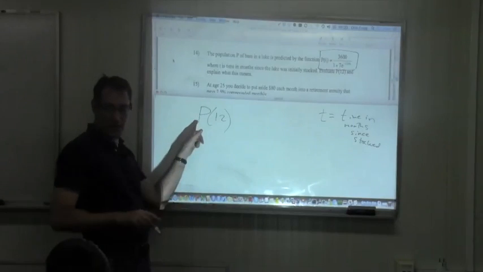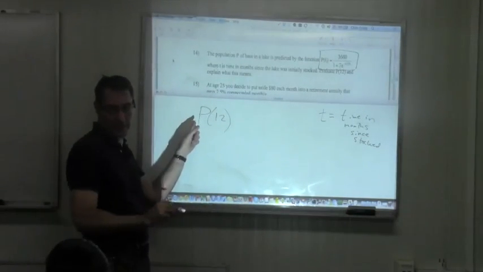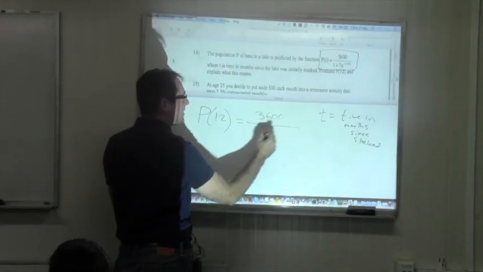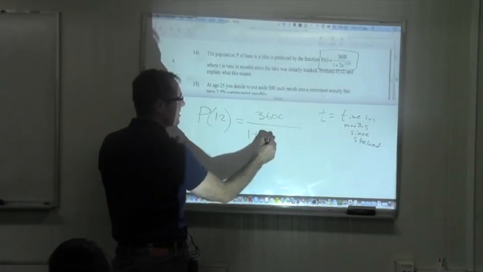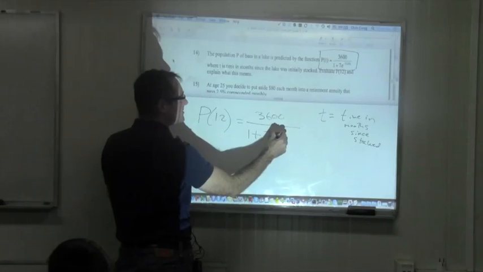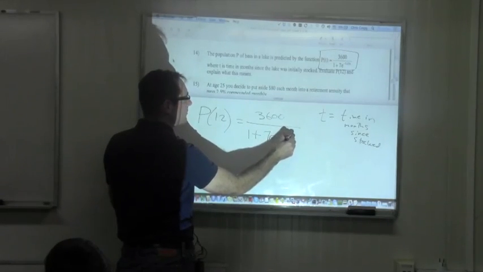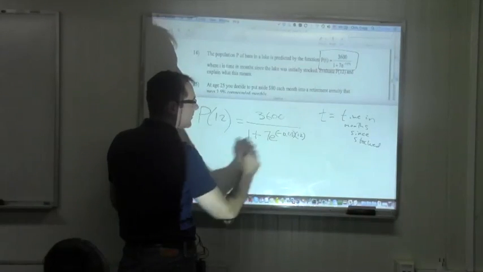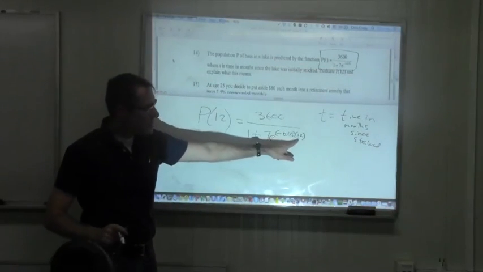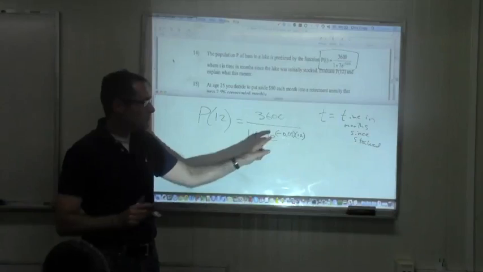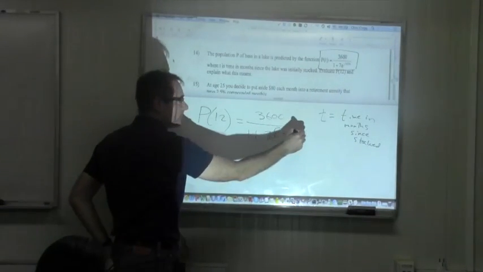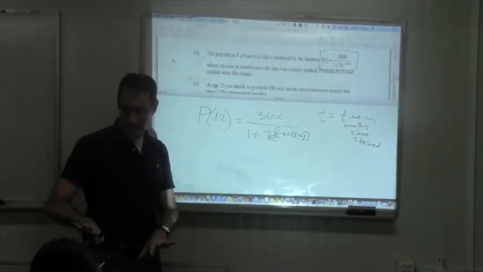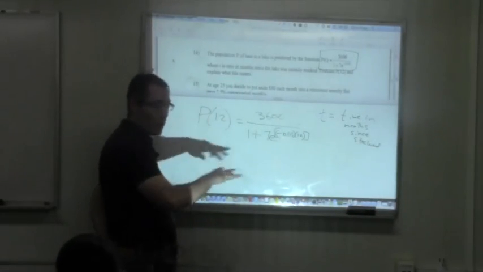P of 12. Here's what you're going to do. First, you plug into the formula. P equals 3,600 divided by 1 plus 7e raised to the negative 0.05 times 12. Now, this whole thing is e raised to the whole thing, so this part has to be in extra parentheses. You just have to make sure there are parentheses around these two numbers. So let's try typing this into the calculator. You can do it all at once if you want to.